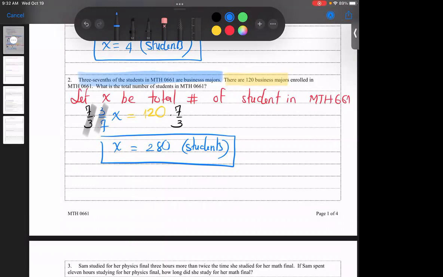Divide what? No, you multiply by 7 and then you divide by 3. What do you do? I did 120 divided by 3/7. Okay, it's the same thing. When you multiply, you flip. Yeah, it's the same thing. I thought you divide by 7. No. Yeah, 3/7, when you multiply, you flip and multiply. The same thing. All right.